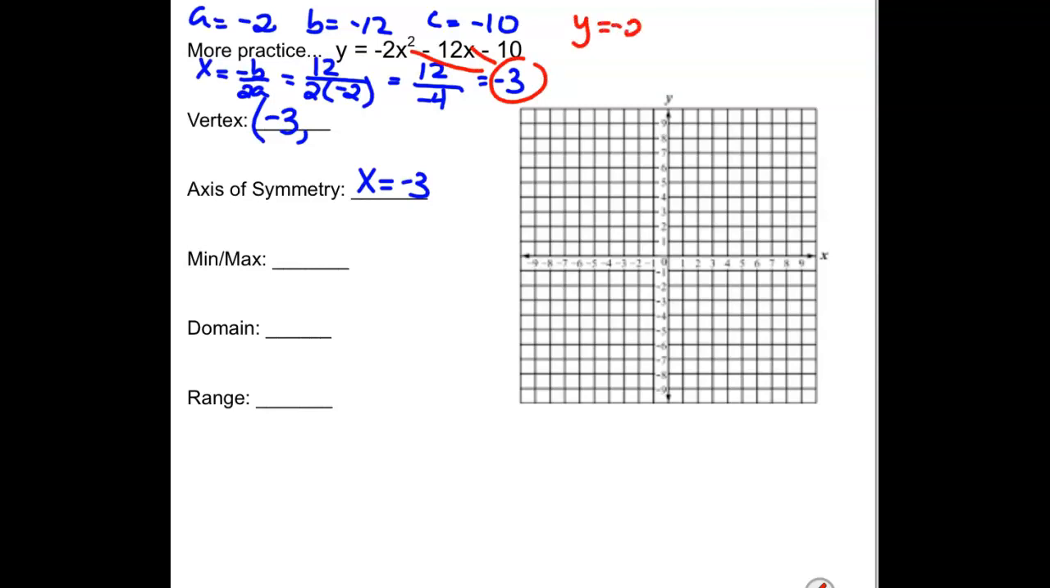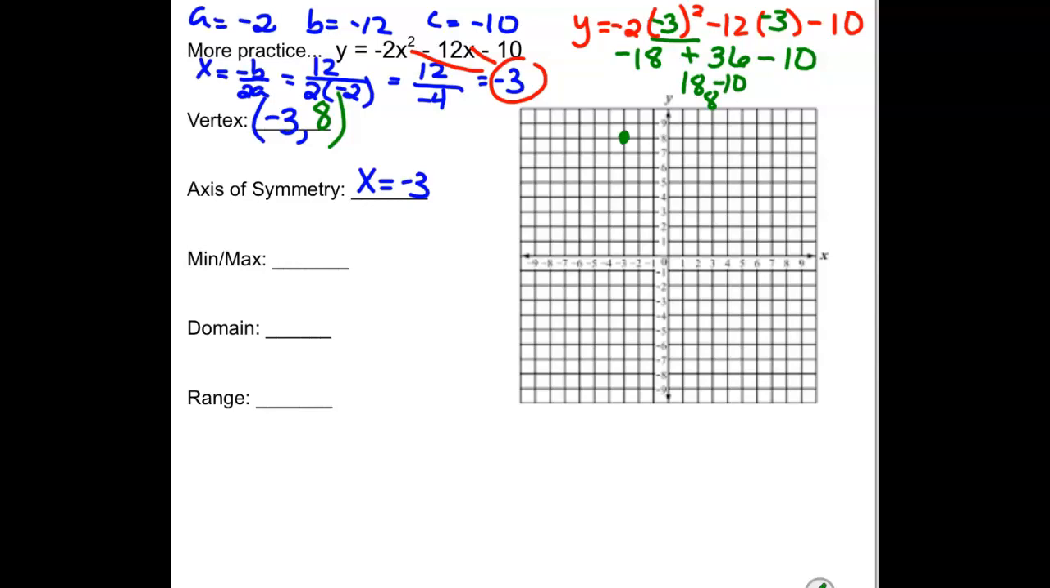To find our y value, we are going to take this negative 3 and plug it in for our x. So y equals negative 2 times our x value squared minus 12 times our x value minus 10. We are plugging in an x value of negative 3. Negative 3 squared would be 9. 9 times negative 2 is negative 18. Negative 12 times negative 3 becomes 36. And then if we simplify that, negative 18 plus 36 is 18. Minus the 10 would get us an 8. So let's plot our vertex, negative 3, 8.